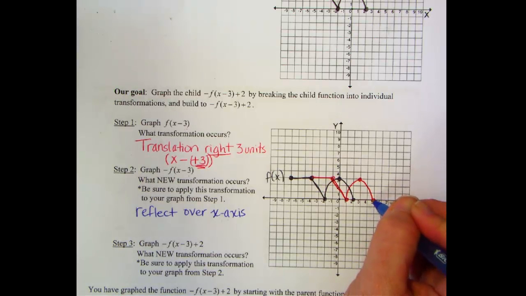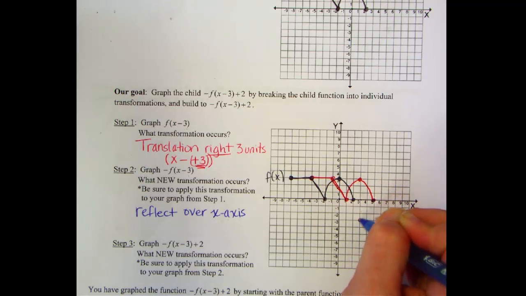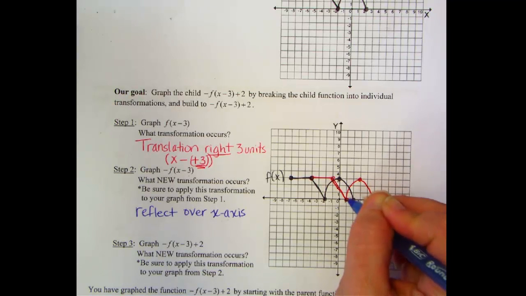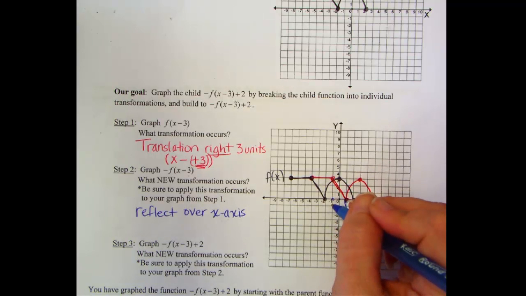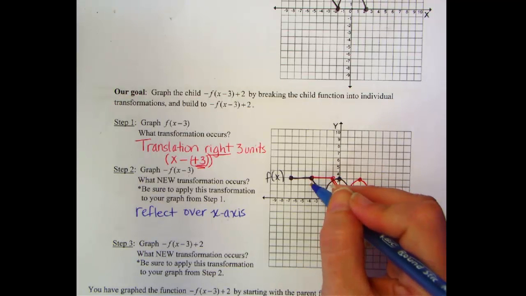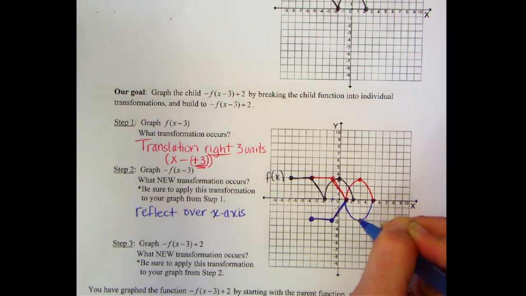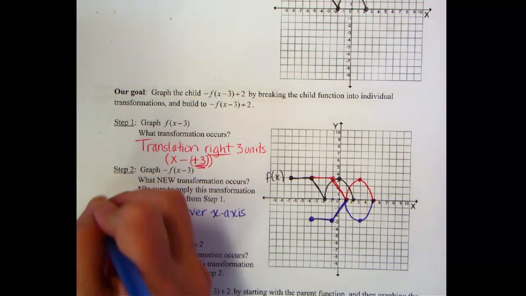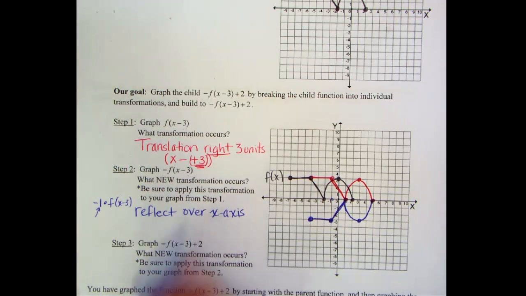Well, a point on the x-axis stays put. This point is 3 units away from x, so I'm going to go 3 units away on the opposite side and connect it as if it's looking in a mirror. It's its reflection. This point stays put, connects the reflection. This point, 3 units away, goes 3 units away on the opposite side. And this point is also 3 units away. So I've now graphed negative f of x minus 3. X minus 3 first, because parentheses come before multiplication, and this is like negative 1 times f of x minus 3. So it's a multiplication problem that comes after parentheses.